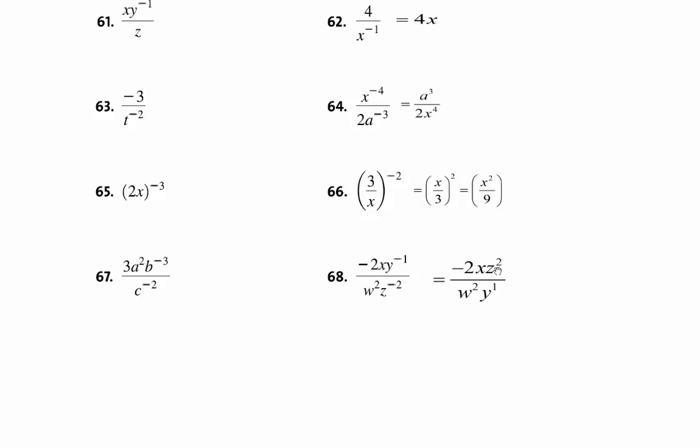That's coming from down here. We bring the z up top and make the exponent positive. W squared and the y to the negative 1 becomes y to the 1. And this is your final answer. Some people choose to just leave this as w squared y and they don't show the 1. The 1 is optional. So another way to write your final answer could be this way.